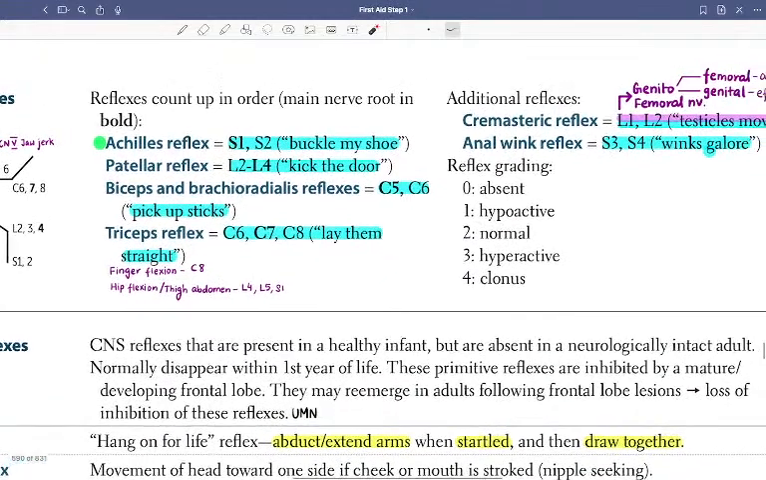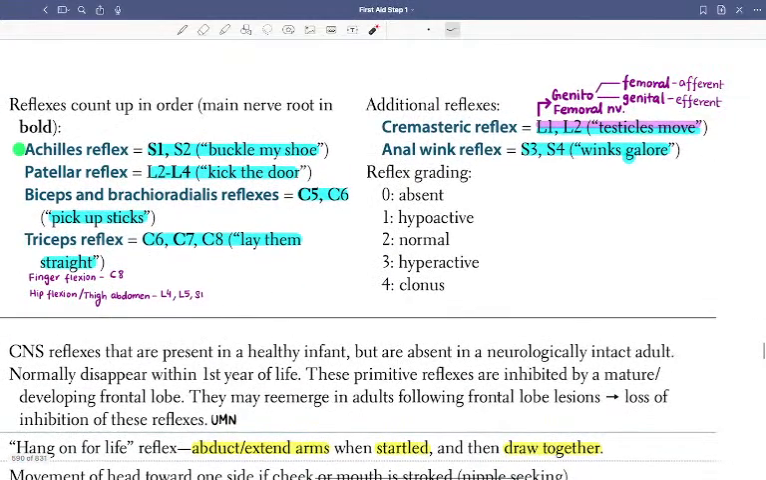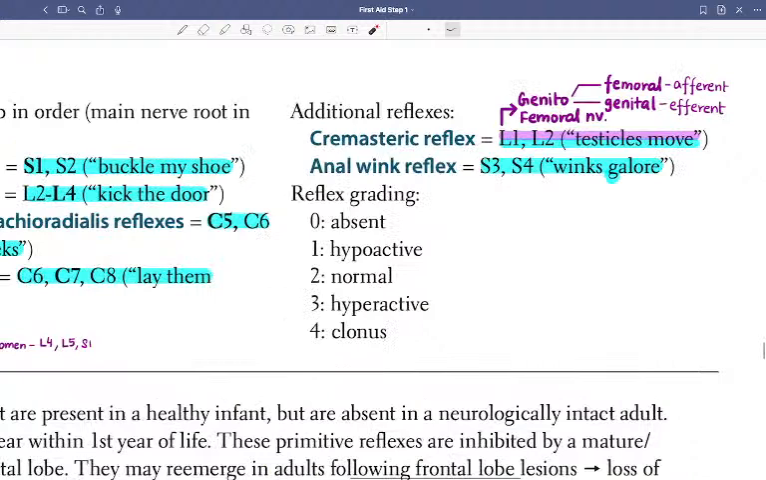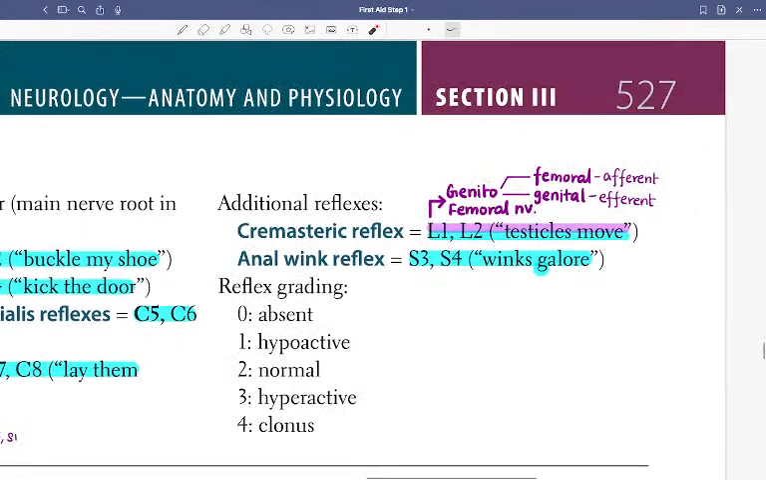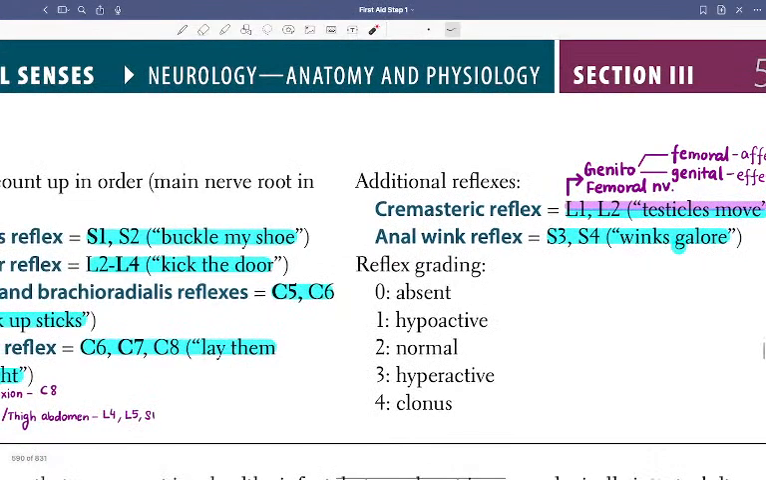Another important one is the cremasteric reflex, L1 L2. This is with the genitofemoral nerve, where femoral is afferent and genital is efferent. We say genitofemoral, but just go backwards: femoral is afferent and genito is efferent, L1 L2. And the anal wink is S3 S4.